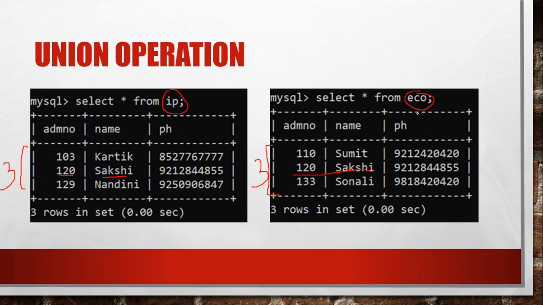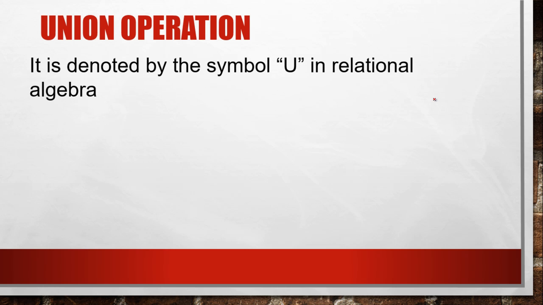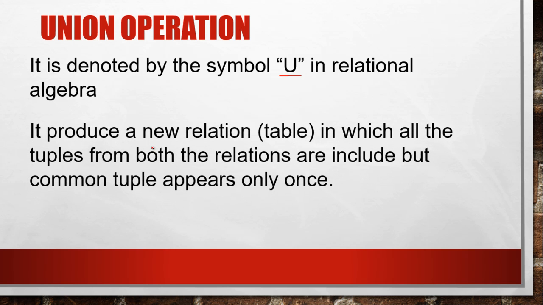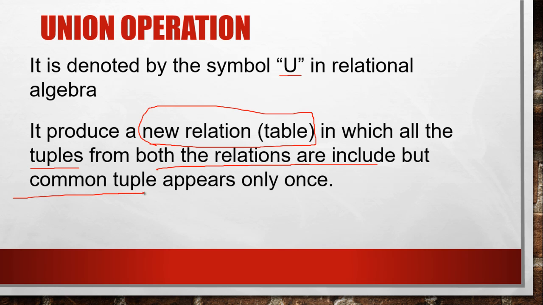Let me give you a brief description of it. In relational algebra, the union operation is represented by this U symbol, and it produces a new relation. New relation means it produces a new table, in which all the tuples, meaning rows, from both the relations are included, but a common tuple appears only once. How many times does it appear? Only once.